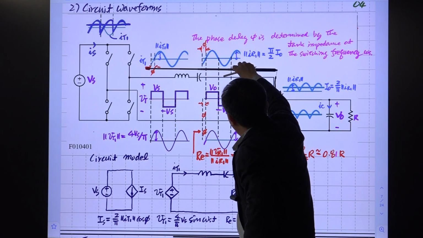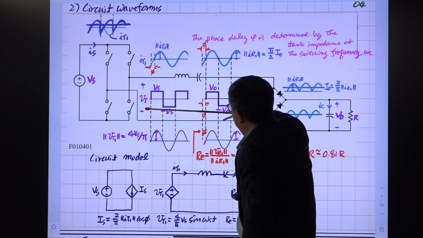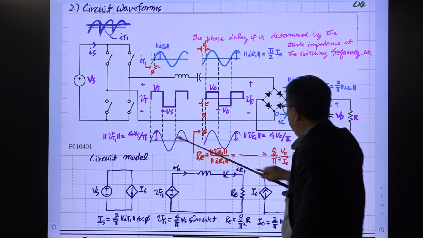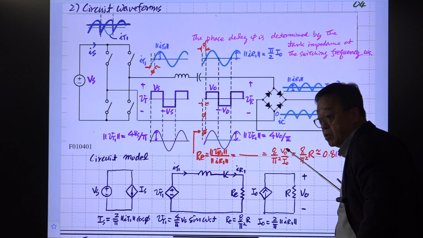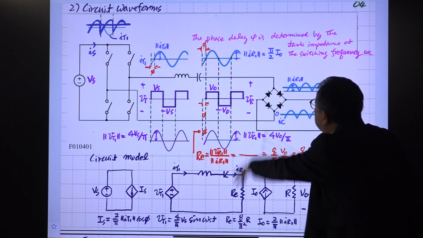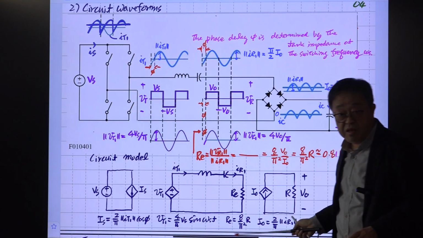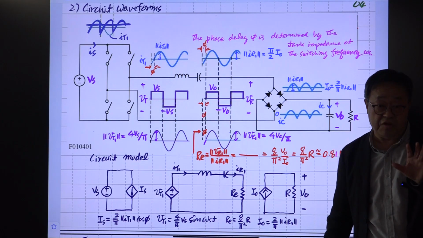This is the actual sinusoidal waveforms of current and voltage. We are just considering the fundamental component, and this is the magnitude of the fundamental component. Then this diagram can be translated into three parts.